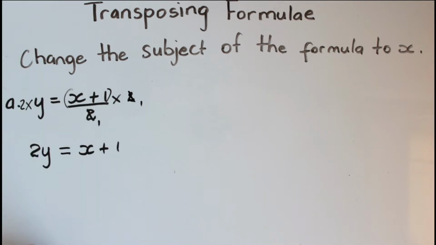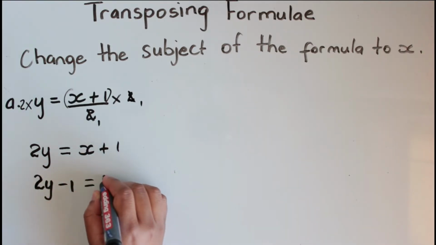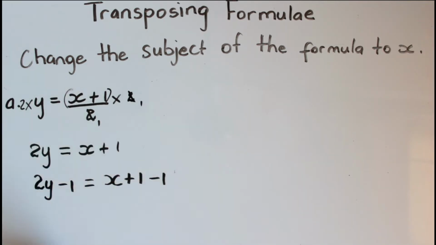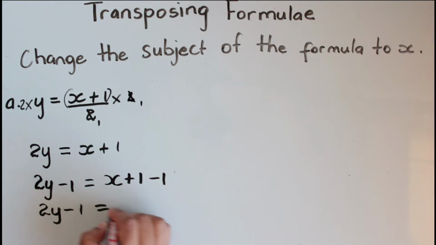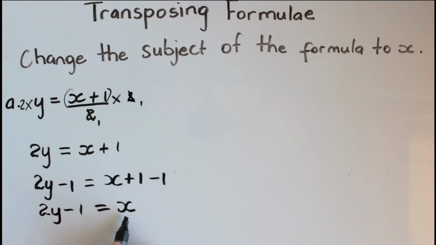We're almost there. Now, the only other thing that we need to get rid of is this plus 1. To get rid of this plus 1, we need to do the inverse operation, which is to minus. So we will minus 1 from both sides of the equation. So that's x plus 1 minus 1. And now I'm left with 2y minus 1 equals x. 1 minus 1 gives 0. And this was my aim. I wanted to get the x by itself. So this is the end of this question.